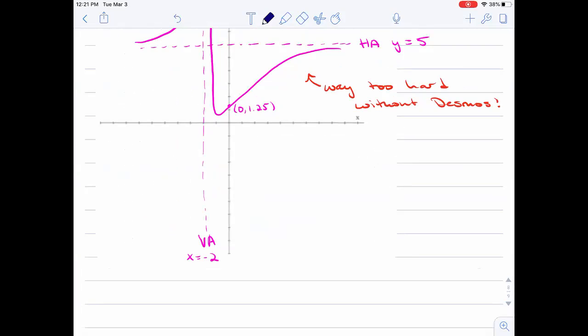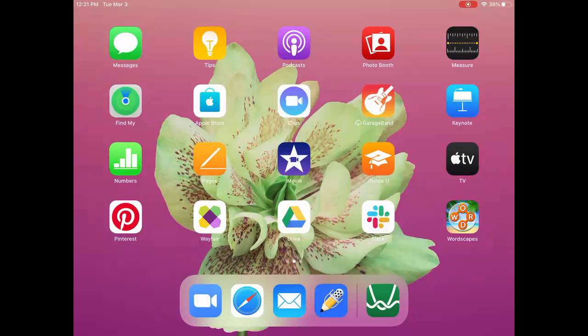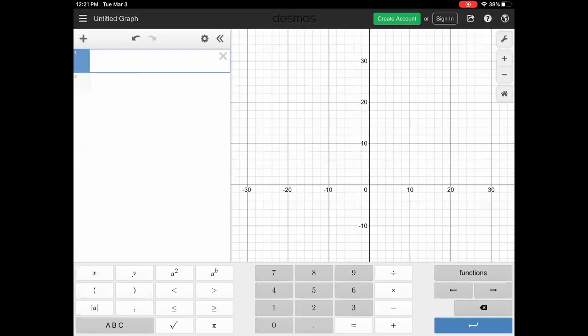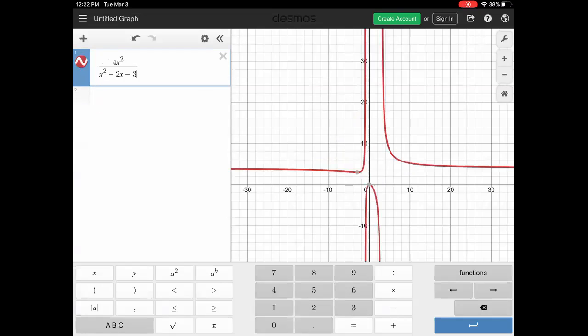Well, let's just graph 60 to see if it's any better. I'm not sure. 4x squared divided by x squared minus 2x minus 3. It's no better. Nasty. No thanks.